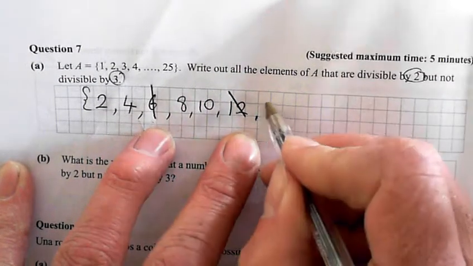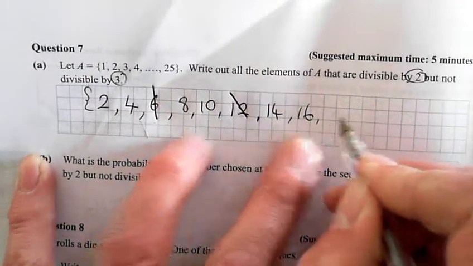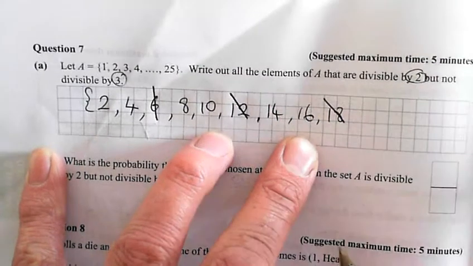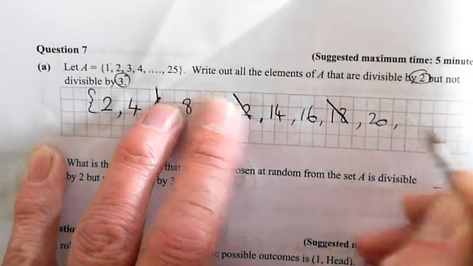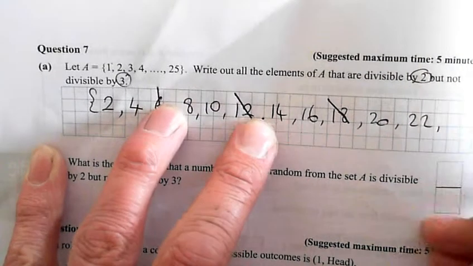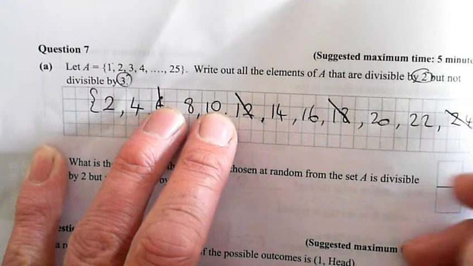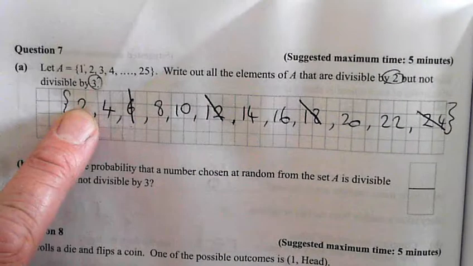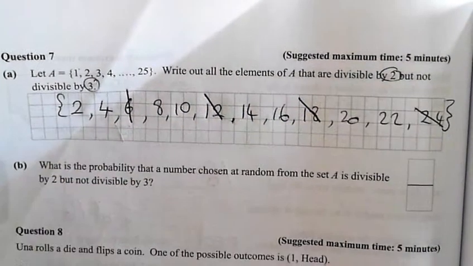14. That's good, isn't it? 16. 18? No, because it's divisible by 3. And the next one is 20. Next one? 22. 24. Can we count 24? No, it's divisible by 3. Alright, so the ones we can count are 2, 4, 8, 10, 14, 16, 20 and 22.